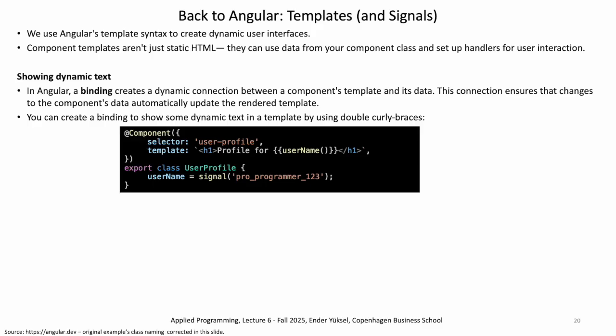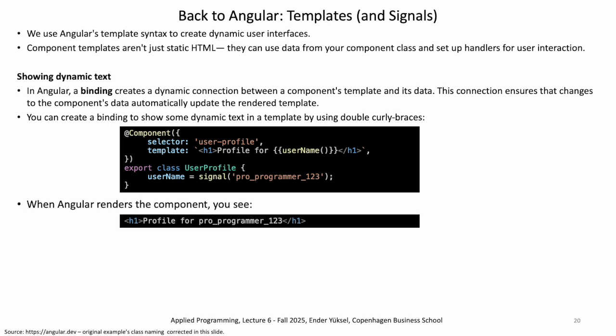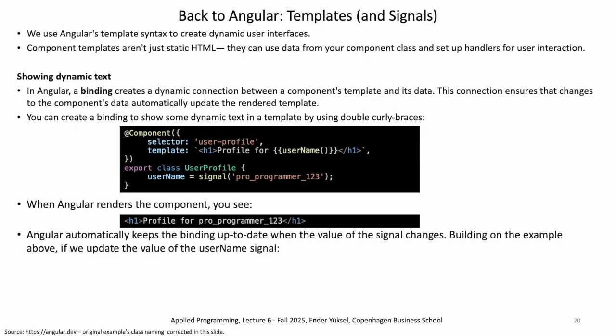When you look at the third line of the code, you will see that the signal called username is actually called like a method with empty parentheses. This is how we are reading the value of the signal username. When Angular renders this component, you will see the HTML code with the heading profile for ProProgrammer123. Angular automatically keeps the binding up to date when the value of the signal changes.